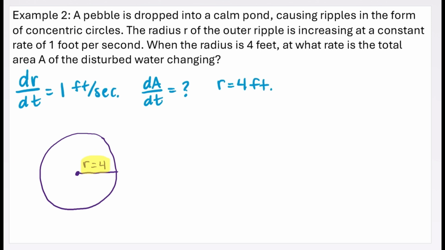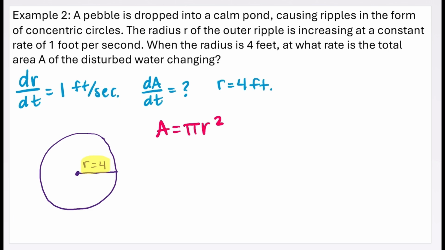So the other thing we want to think of is what is the formula that relates all these things to each other? And for me, I have the area and the radius, and we have a circle. So we're going to use the area of a circle formula. So area equals pi r squared. All right, and now I'm going to take the derivative of this formula with respect to time.